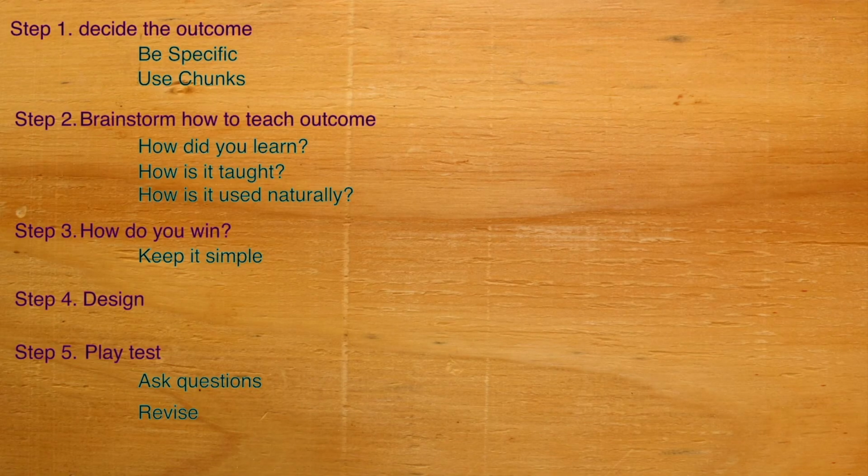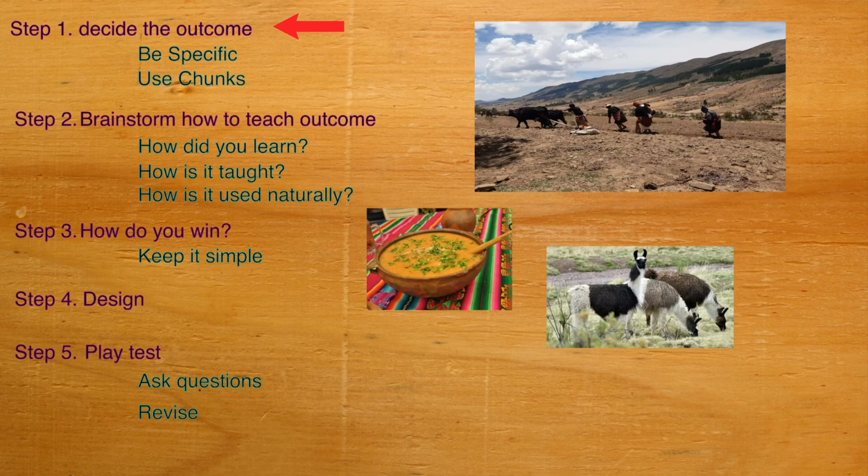Alright, so step 1, decide the outcome. Gabby and I decided we wanted players to know how to describe things common in their community. Notice this outcome is specific. Step 2, brainstorm how to teach your outcome. Gabby and I brainstormed for about an hour.